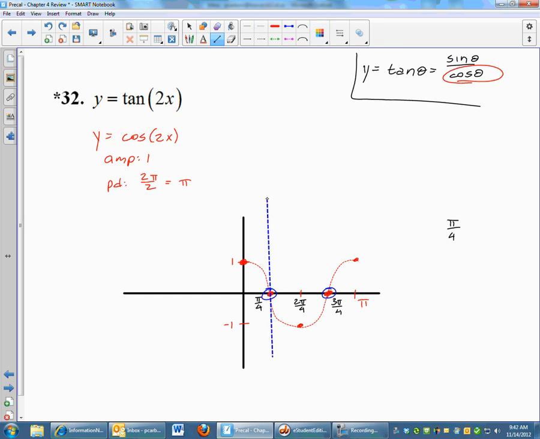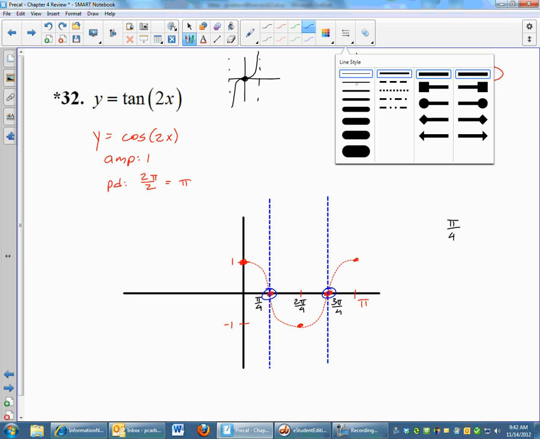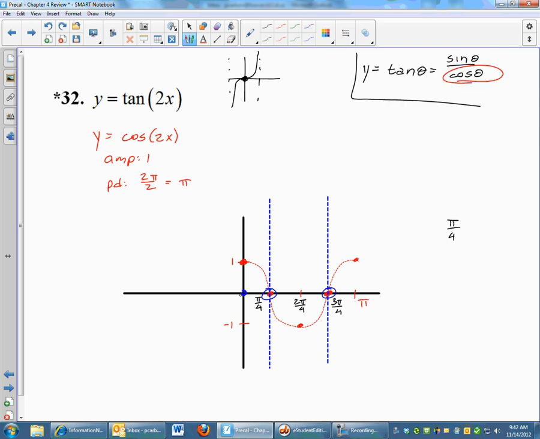So I'm going to drop vertical asymptotes everywhere cosine hits the x-axis. So let's come down. I kind of missed that one. I'll move it over in a second. Drop my vertical asymptotes in. And then the shape of tangent is very similar to cotangent, except between the vertical asymptotes, you still hit the middle, but you start down low and you come up. It resembles x cubed. Not exactly, but it resembles x cubed.